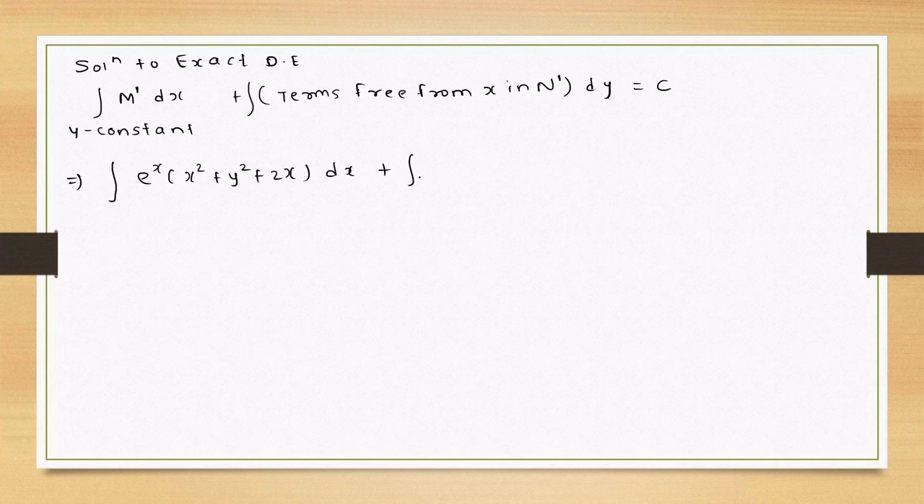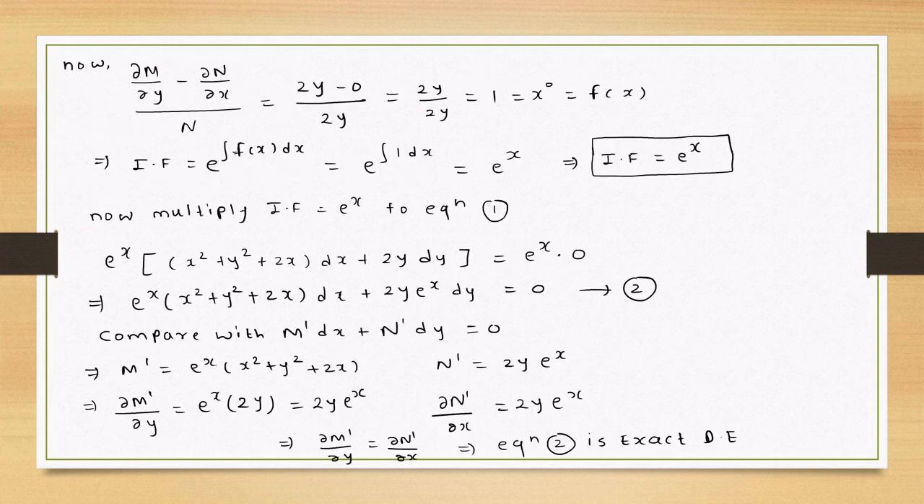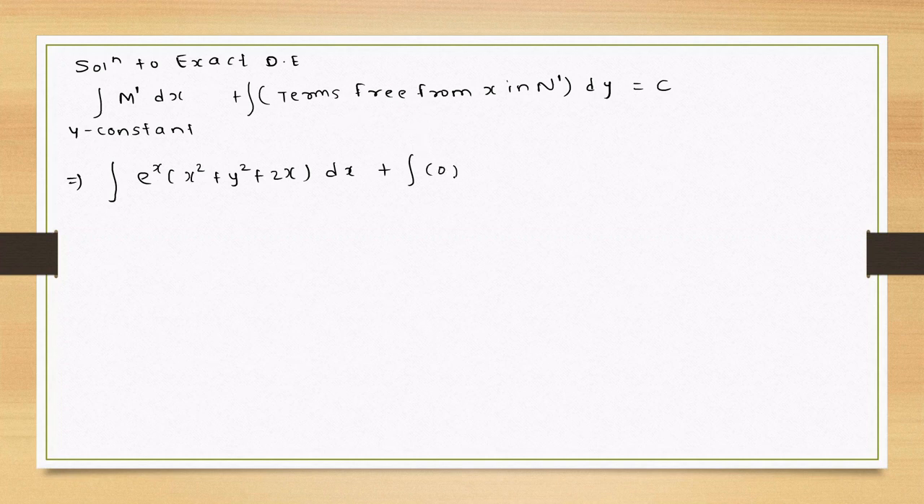Now plus integration of terms free from x in n dash. Now look at n dash, 2y e raised to x. So it contains an x term. That means the only term which is free from x is 0. So we have to consider 0 dy is equal to c. Right? So don't make a mistake here. Take m dash and n dash here because the solution of an exact differential equation is integration of m dash dx plus terms free from x in n dash dy.